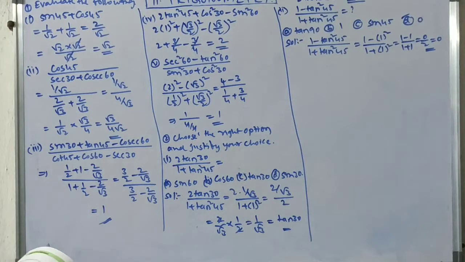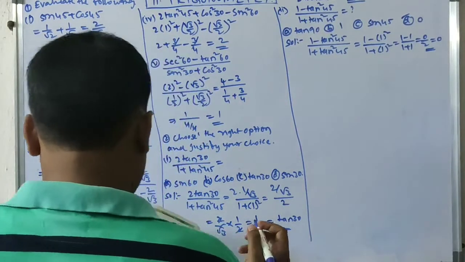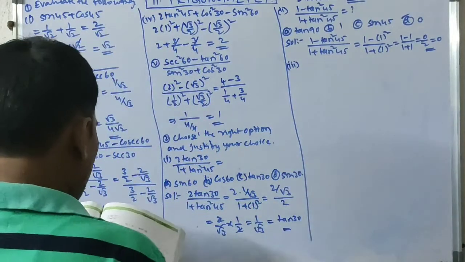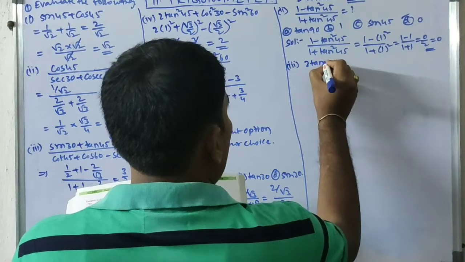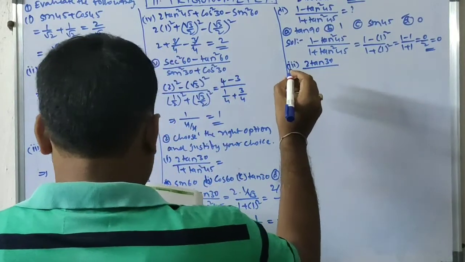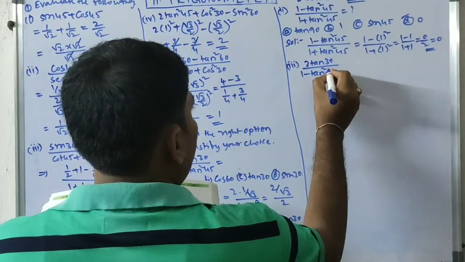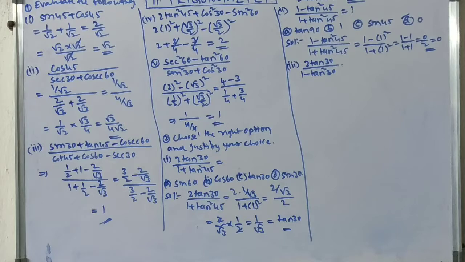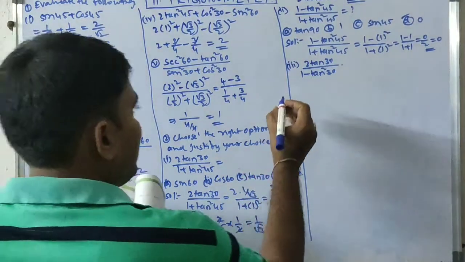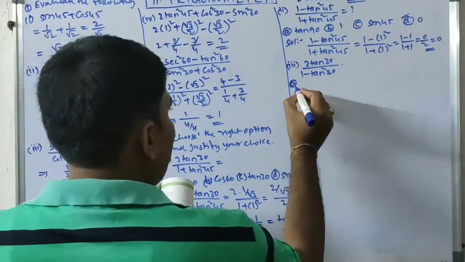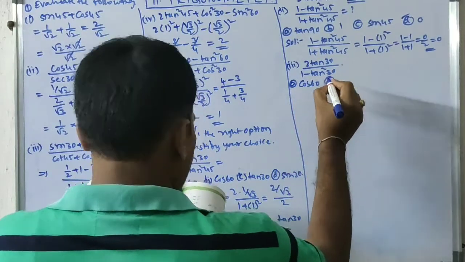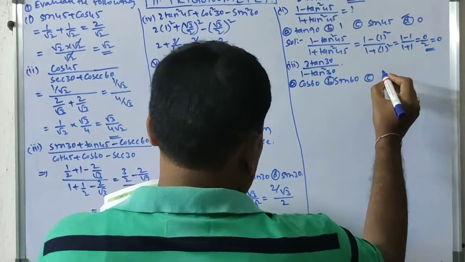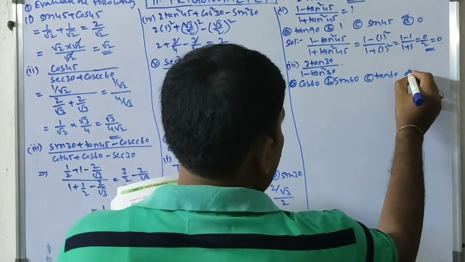Next, third one is 2 tan 30 by 1 minus tan square 30. Okay, so 2 tan 30 by 1 minus tan square 30. Options: option A cos 60, option B sin 60, option C tan 60, option D sin 30.